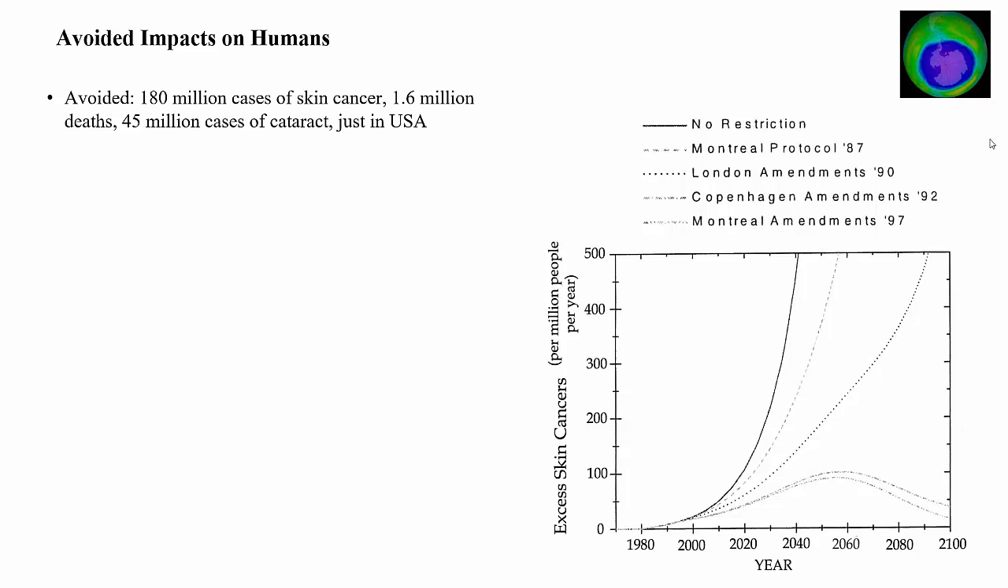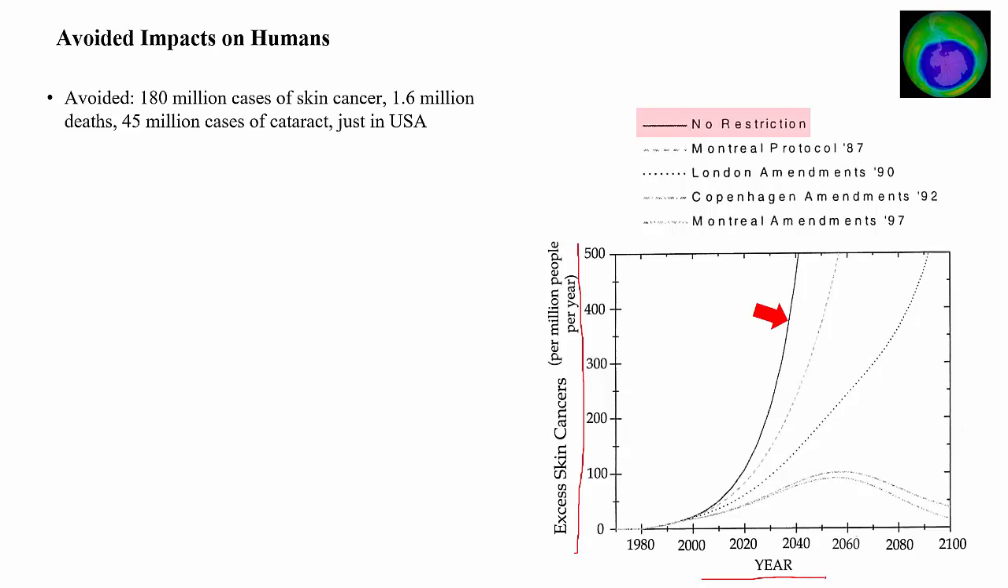According to the United Nations Environmental Program, we've avoided 180 million cases of skin cancer, 1.6 million deaths, and 45 million cases of cataract just in the US. And this is one of my favorite graphs. It's not very colorful, but you get the idea. On the vertical axis, we have excess skin cancers, so skin cancers that happen because of the increased UV, and these are in per million people per year against year on the horizontal axis.